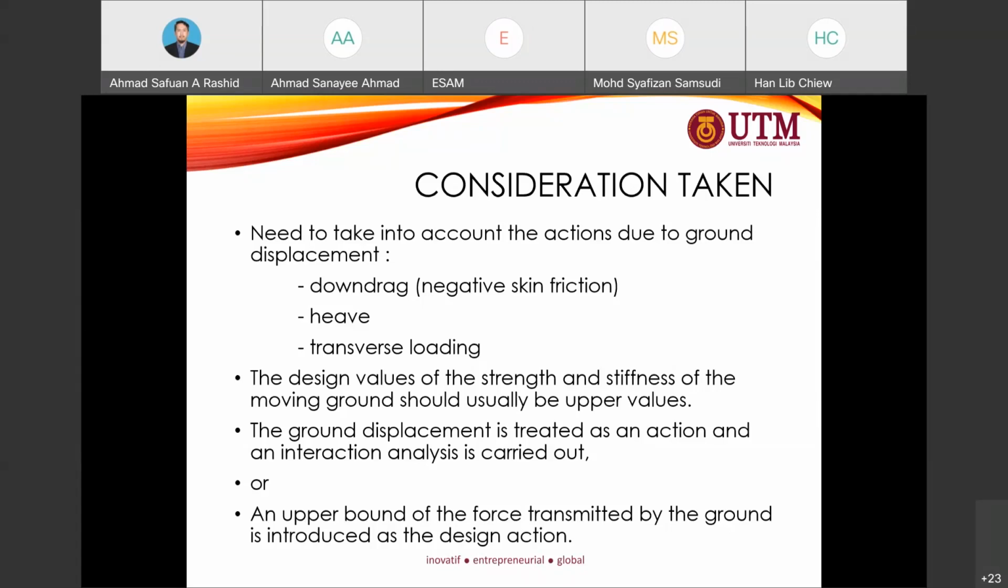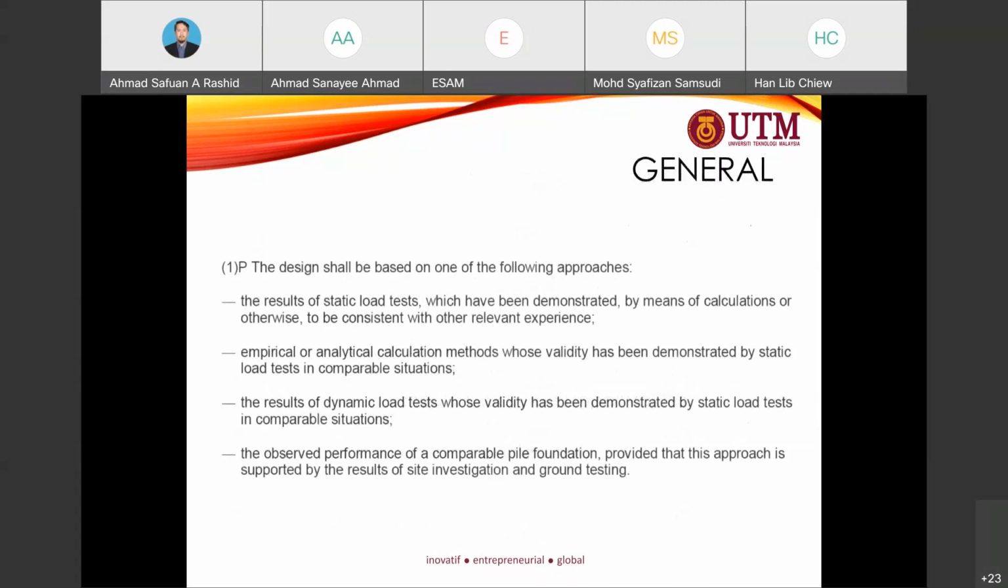We only concentrate on how to determine the capacity of the pile due to the end bearing and also due to the skin friction. So in general, in section 7, the design should be based on one of the following approaches.